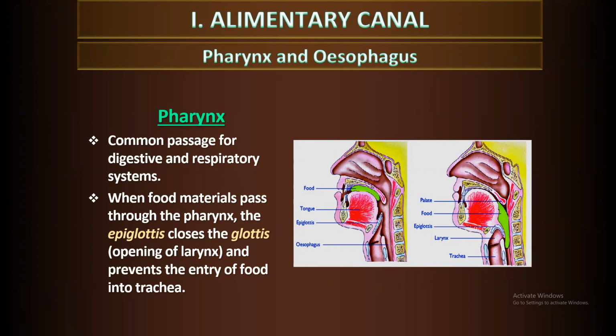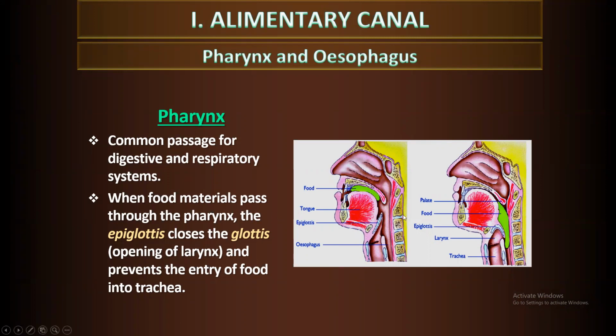What do you know about glottis? The opening of the larynx is called the glottis. What is glottis? The opening of the trachea, or opening of the larynx, is called the glottis. So whenever we are swallowing food material, the glottis is closed by the epiglottis. It prevents the entry of food material into the trachea.